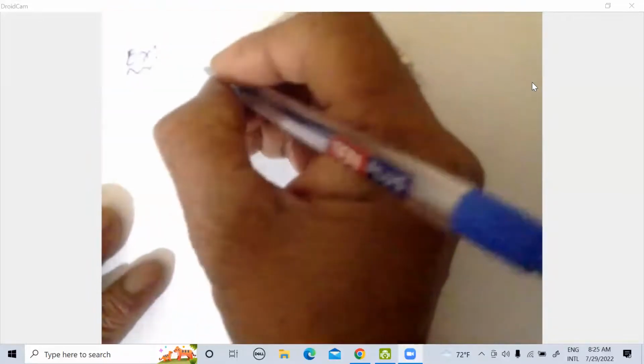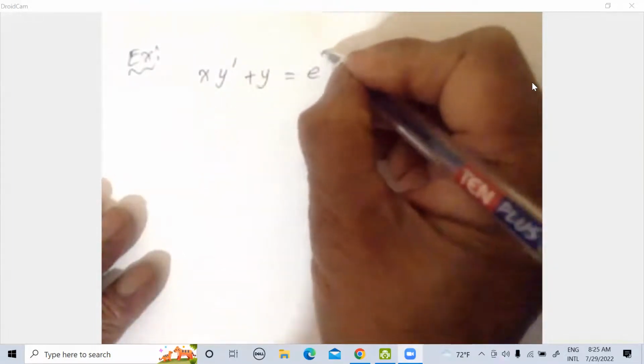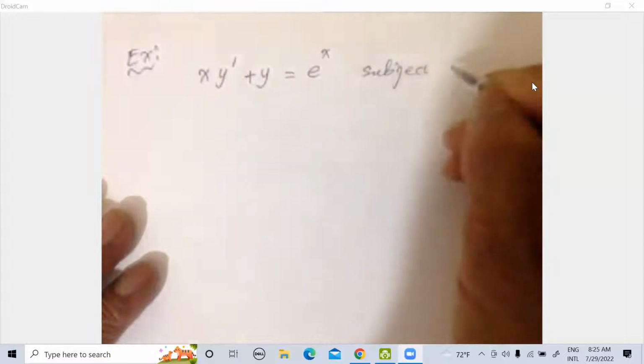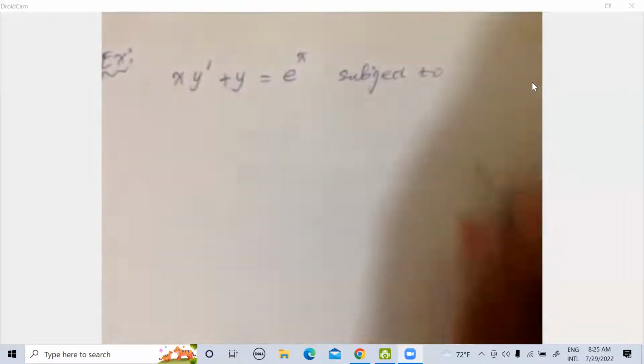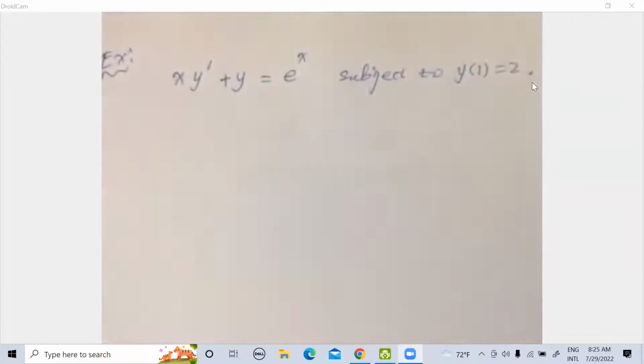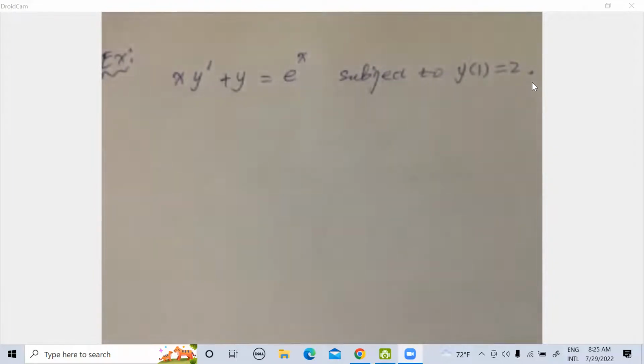Now, let us do another example. These are standard, algorithmic type problems. The second example is x y dash plus y equals e to the power x, subject to the condition y of 1 is equal to 2.